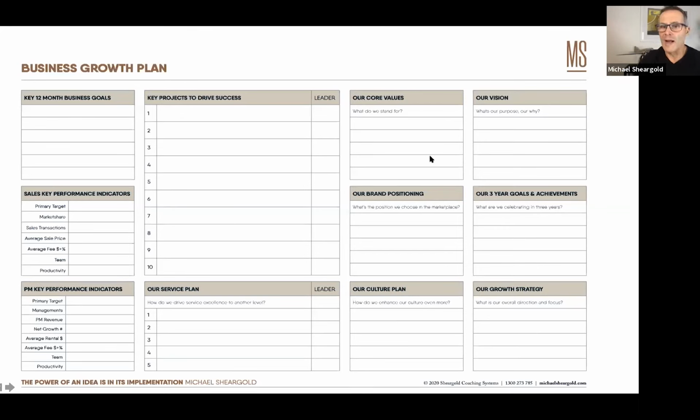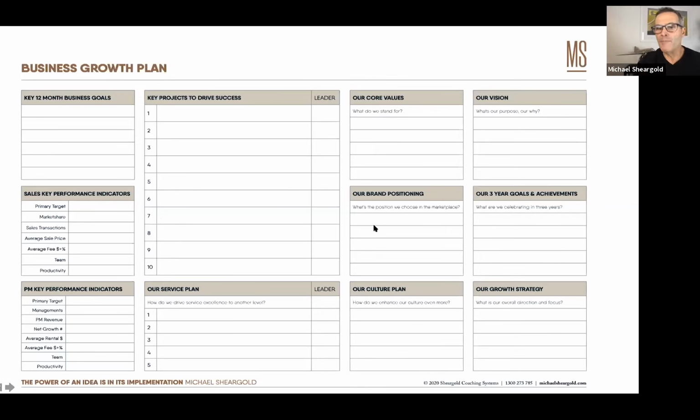So our core values, why do I like having this on the plan? My belief is that your vision and your values should be the benchmark for the decisions you're going to make in terms of the projects and the goals that you want to achieve in the next 12 months. So, what do we stand for? What's important to us? Noting those down. Many of you have done that work, so this is simply putting it into your plan.